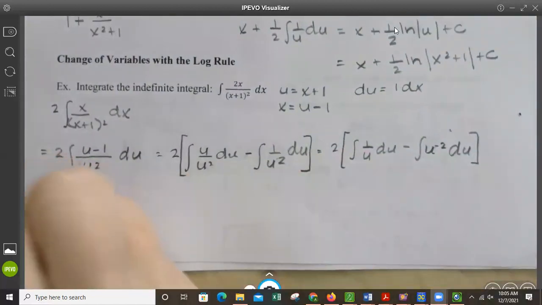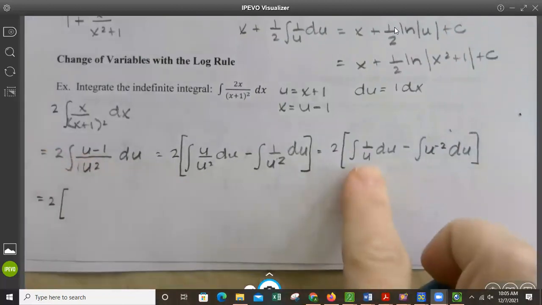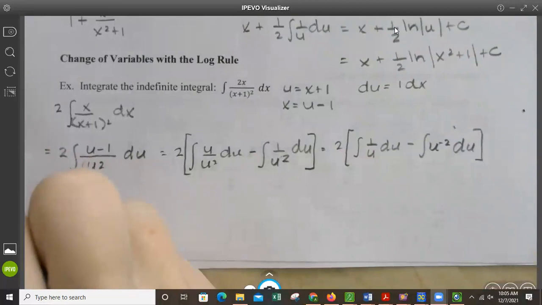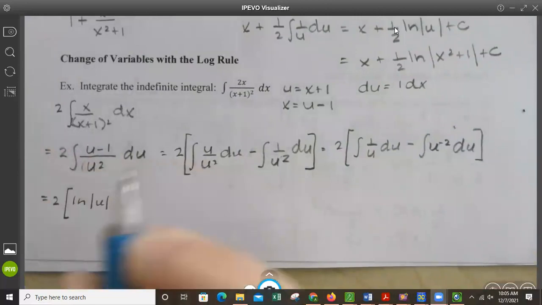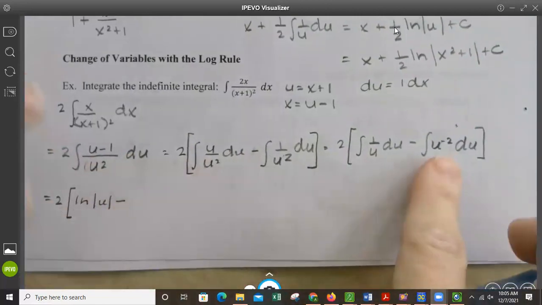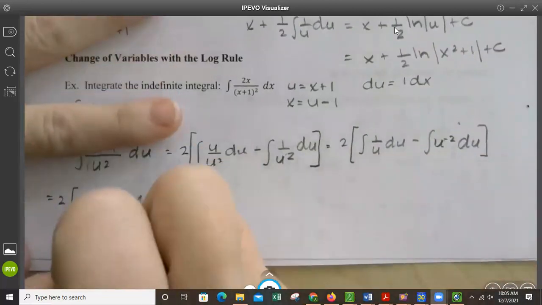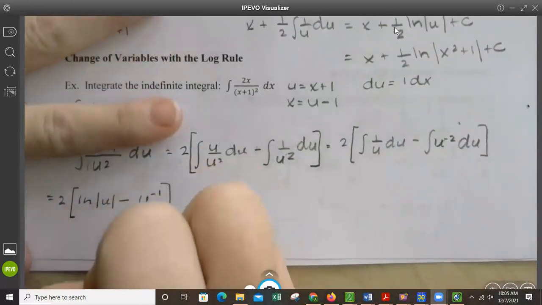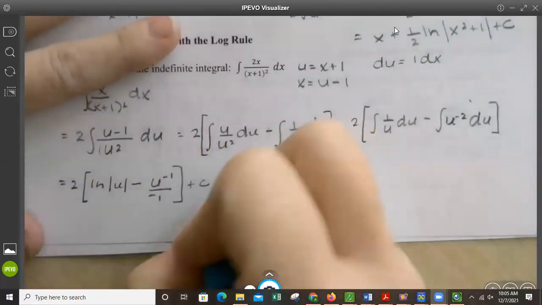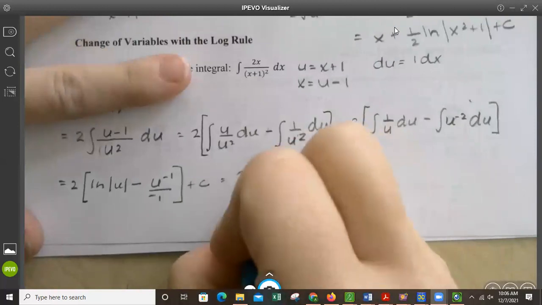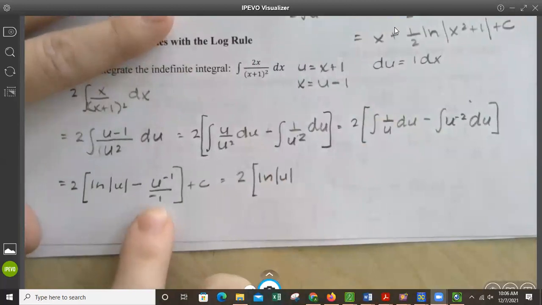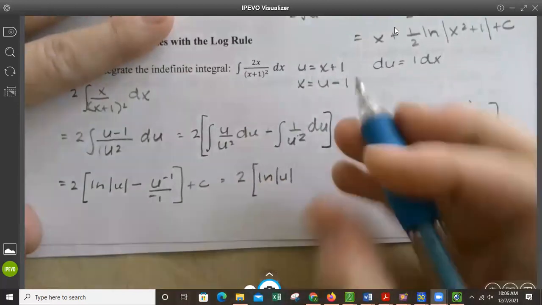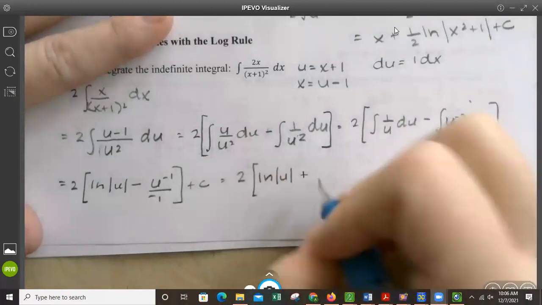All right, so I'm gonna come back over here and I have 2 times, what's the integration of 1 over u du? ln absolute value of u. You don't have to put your plus c yet, wait till the very end. Minus, what's the integration of u to the negative 2? And then we're gonna have a plus c. Clean it up. 2 times ln absolute value of u. What does this change to? And then it's a minus negative, so positive 1 over u.